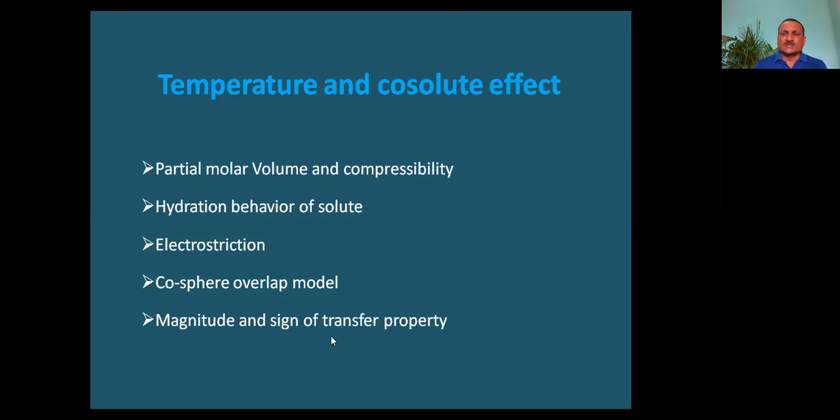The magnitude and sign of the transfer property are also helpful. As I told you just now, if the sign of the transfer volume and transfer compressibility is positive, then there are ion-hydrophilic or hydrophilic type of interactions, that is, an increase in the partial molar volume and compressibility upon addition of the co-solute. If the sign of the transfer property is negative, that is, there is a decrease in the partial molar volume or compressibility, then hydrophobic type of interactions are there. And the magnitude of these properties is also related to the strength of hydrophilic or hydrophobic type of interactions in the solution.